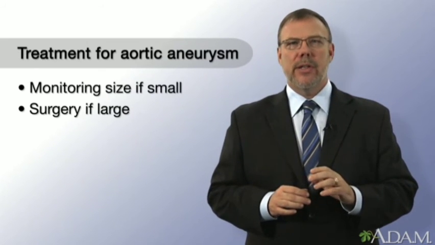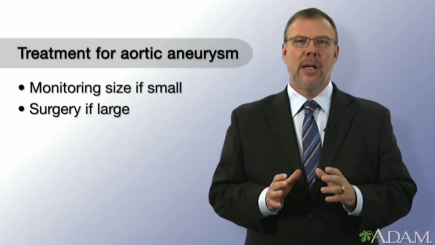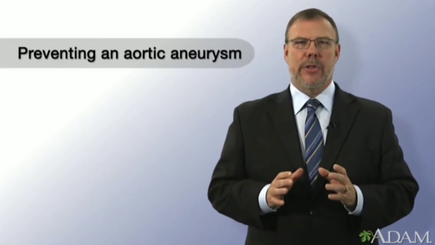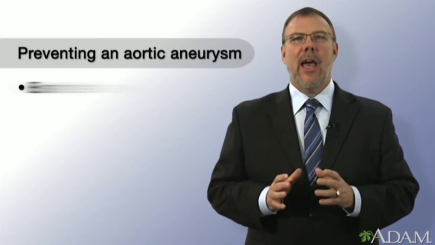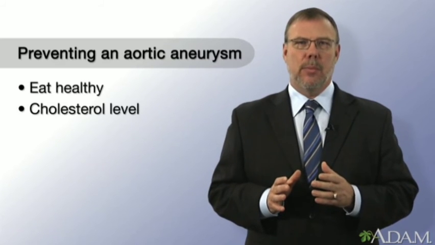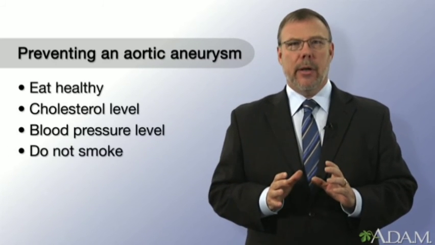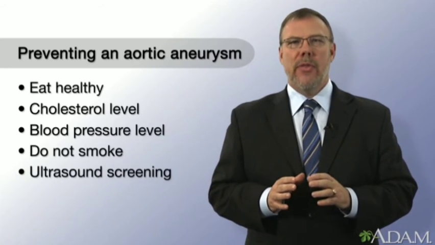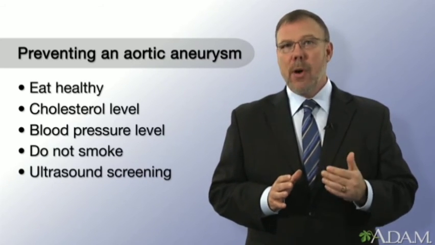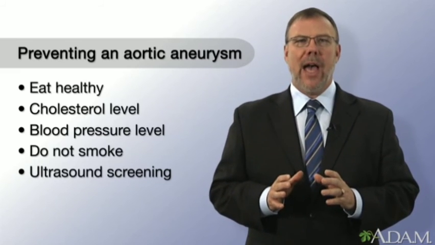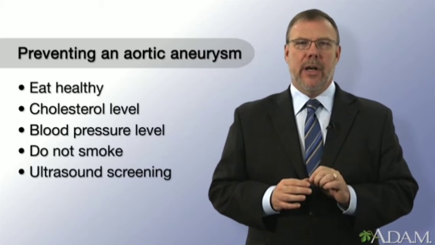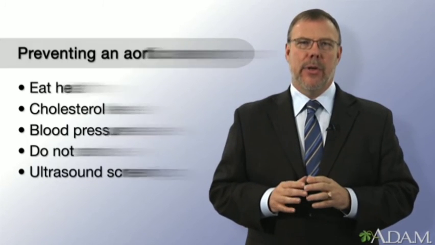The surgeon will replace the damaged bulging section of blood vessel with a section of man-made vessel, commonly called a graft. It's better to avoid getting an aneurysm than to have to treat it. Eat a healthy diet, watch your cholesterol and blood pressure levels, and quit smoking to help prevent an aneurysm from forming in the first place. Men who are over the age of 65 and have ever smoked, or who have a close relative who's had an abdominal aortic aneurysm, should have one screening ultrasound done to check for an abdominal aortic aneurysm.